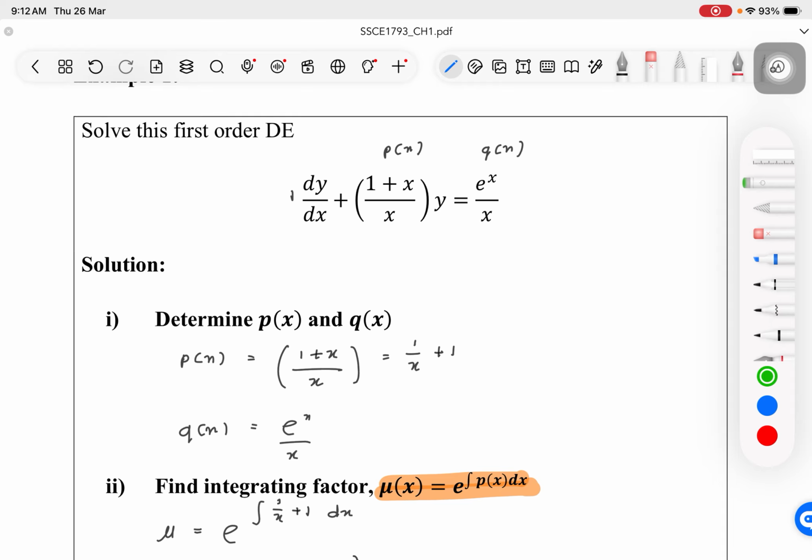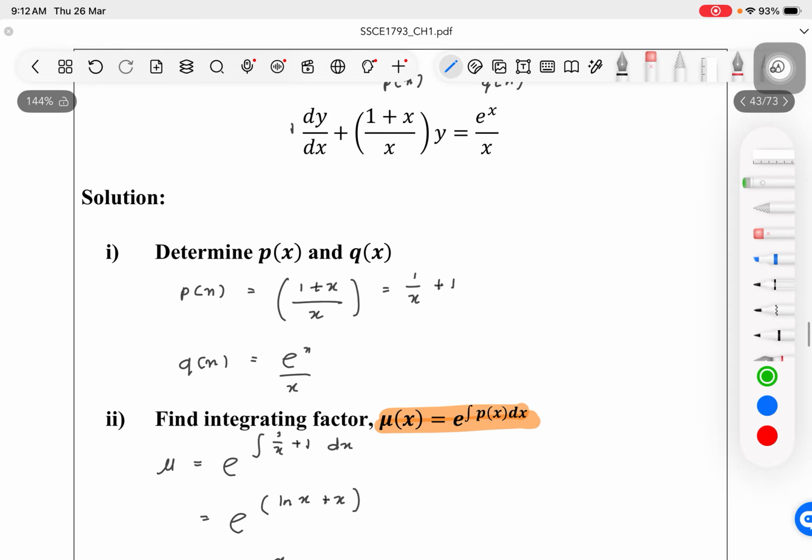So here p(x) is equal to this one, and you need to write this one down. Then q(x) is equal to this one. Alright, next, after you determine p(x) and q(x), you need to find the integrating factor. This is the formula of the integrating factor, where μ(x) is equal to e to the power of the integral of p(x) dx.